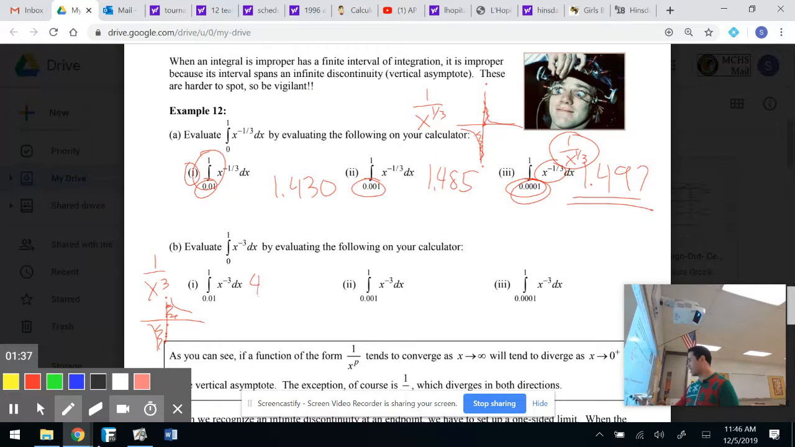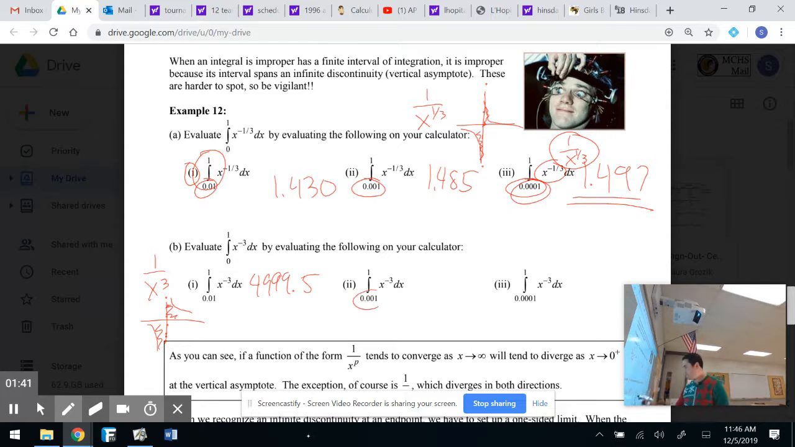We plug these guys in our calculator. Oh my gosh, that's a big number. If I get closer to 0, guess what? I bet you I get even a bigger number. And then if I plug that guy in, which is pretty darn close to 0, it goes a little crazy, right? So that would mean it diverges.